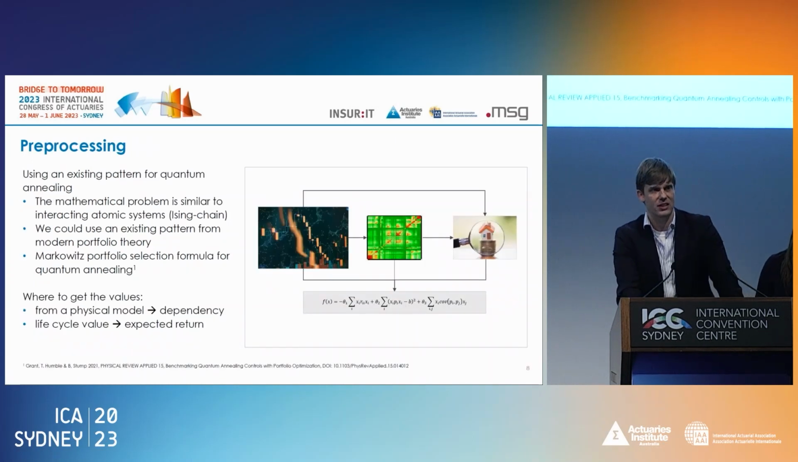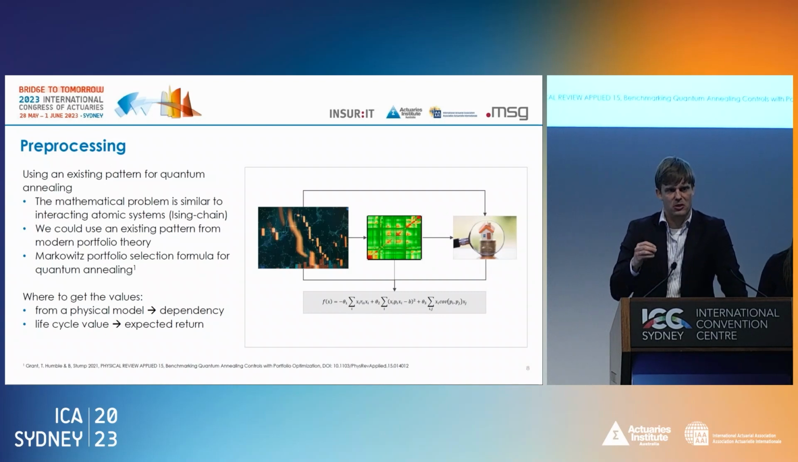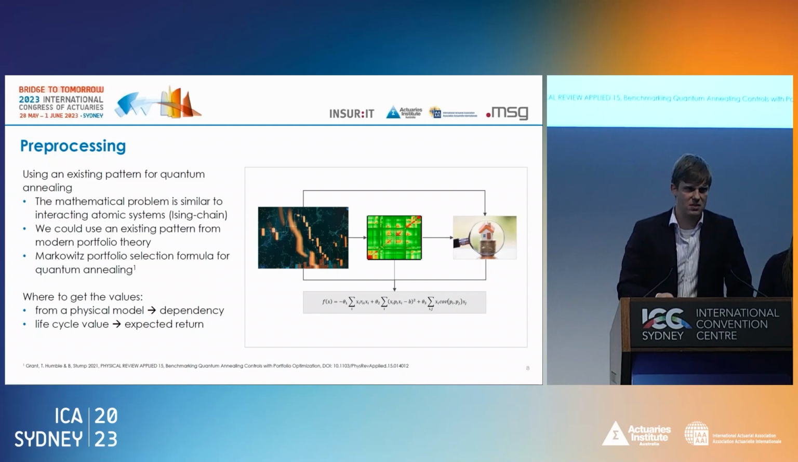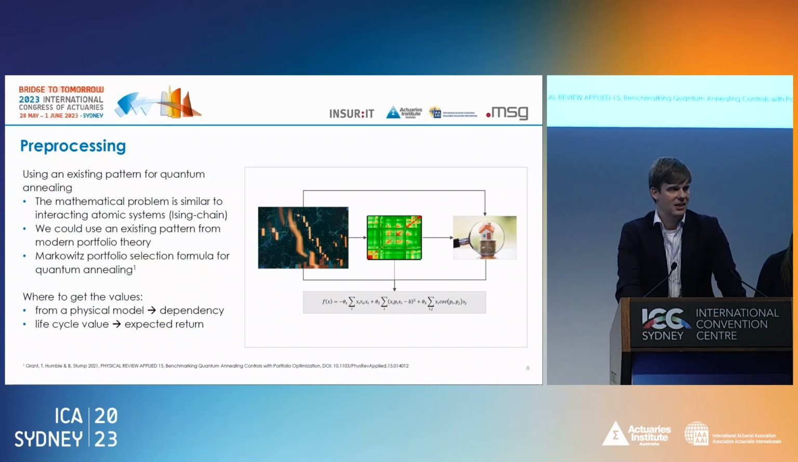Because what we are doing next is to provide that one or use it within the quantum computer, we will go for an existing pattern. And the big advantage is that solving this optimization is following the same mathematics as getting to a minimum of the energy in an atomic system, so the so-called Ising chain. And, well, we have to transfer it a bit. And the big advantage is there are patterns already existing.